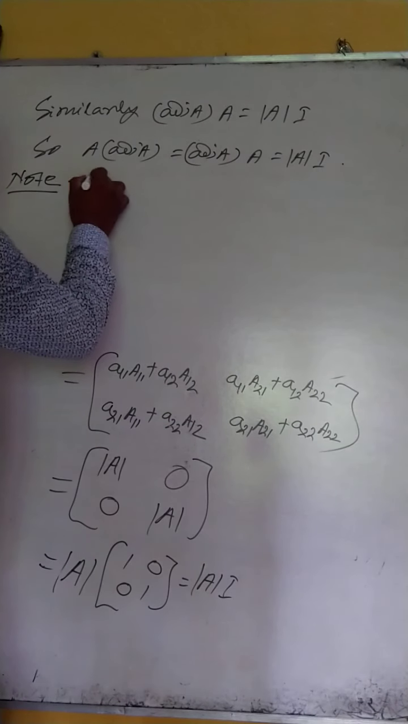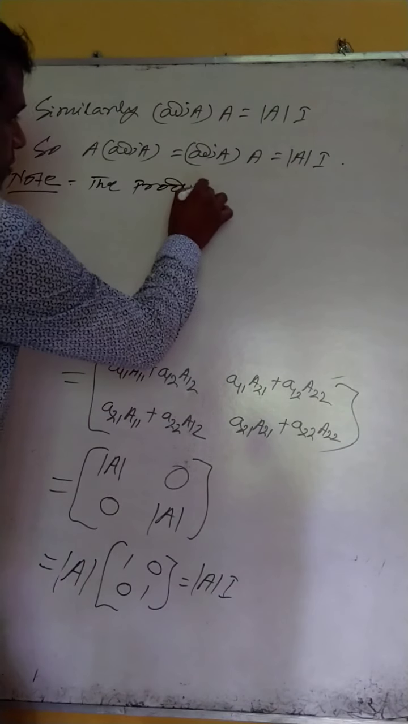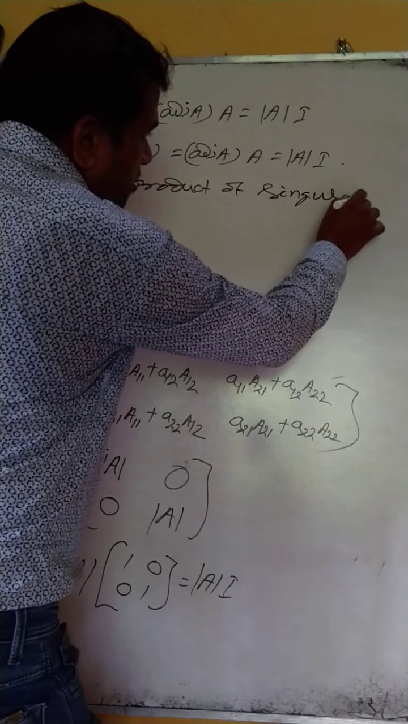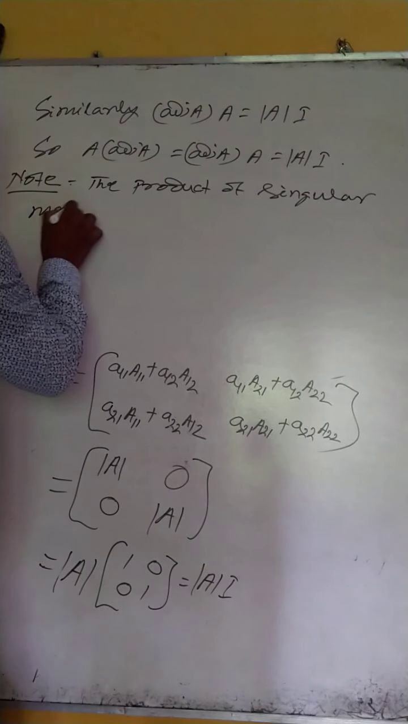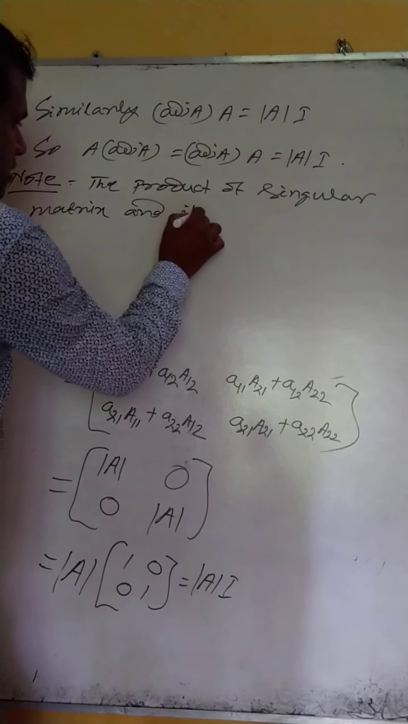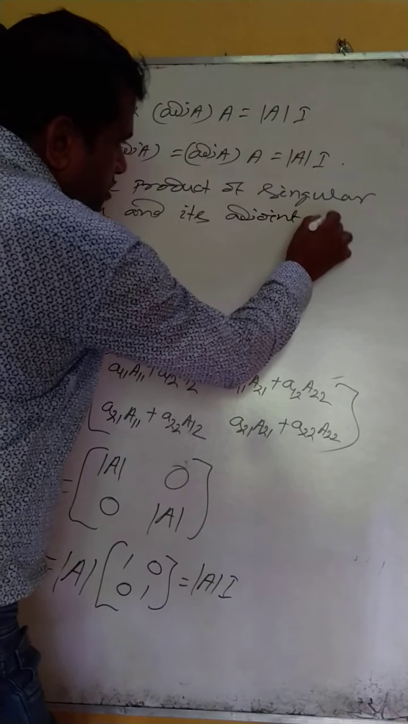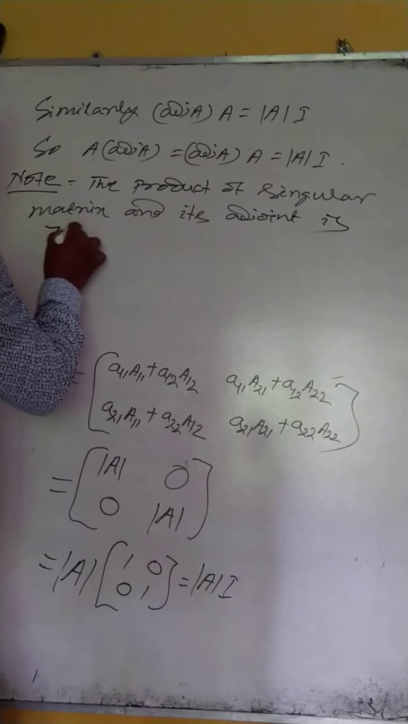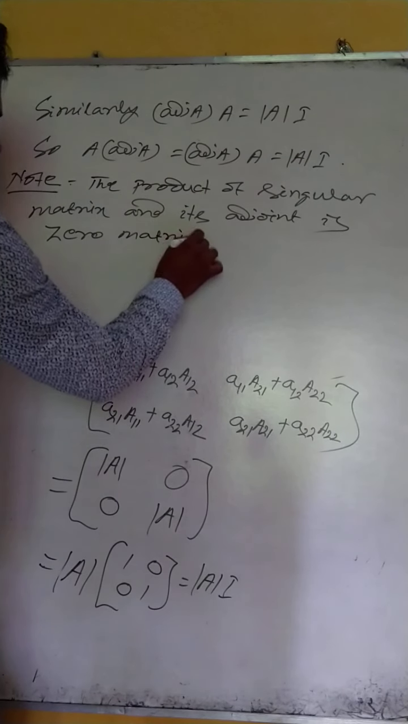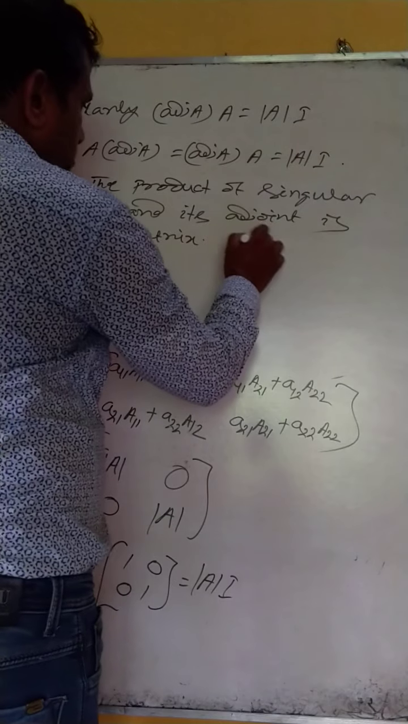We write a note: the product of a singular matrix and its adjoint is a zero matrix. The product of a singular matrix and its adjoint is a zero matrix.